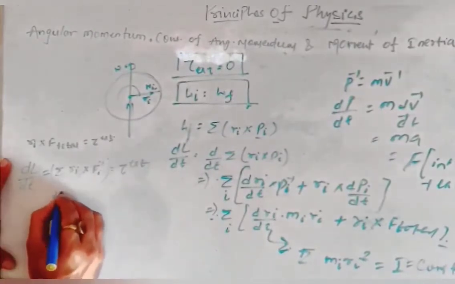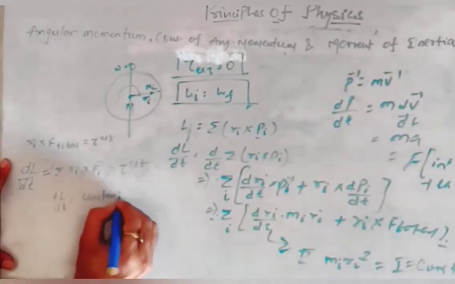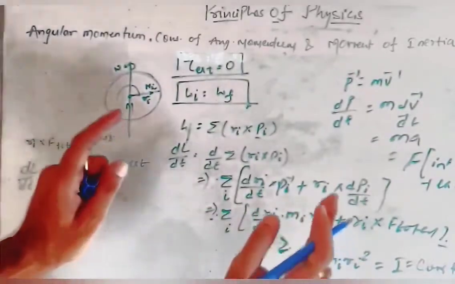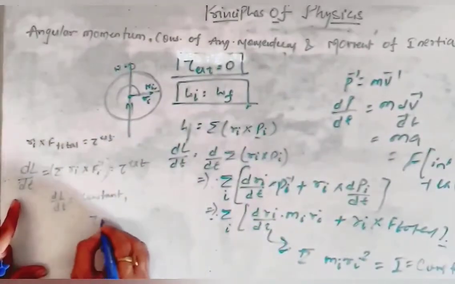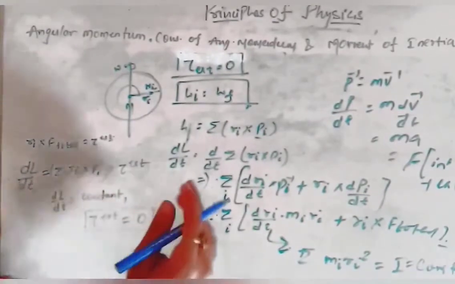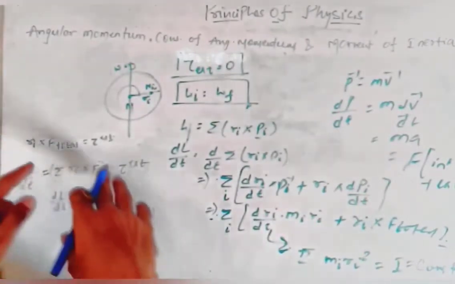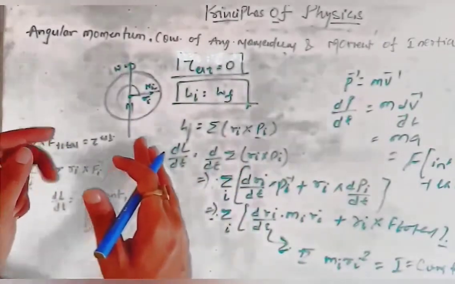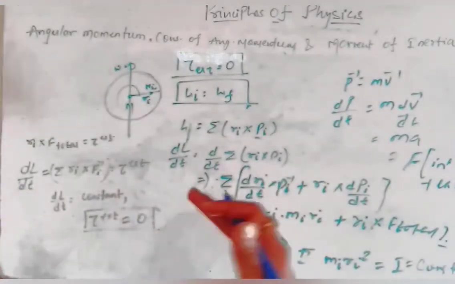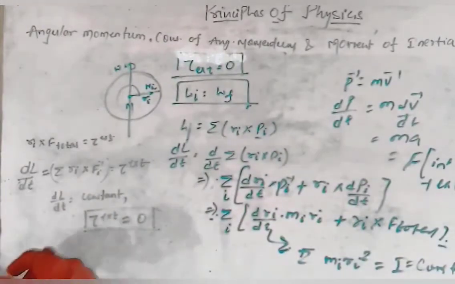So for dL by dt to be constant, for this system to remain with the same angular momentum, we should have the external torque be 0. Hence it is proof that if the external torque acting on the body is 0, then the system remains with the same angular momentum that it had initially, and it will be constant further, and that is conservation of angular momentum.